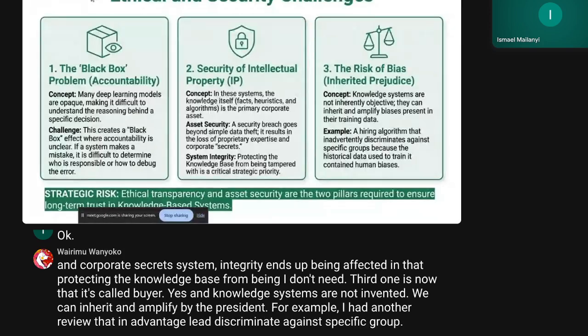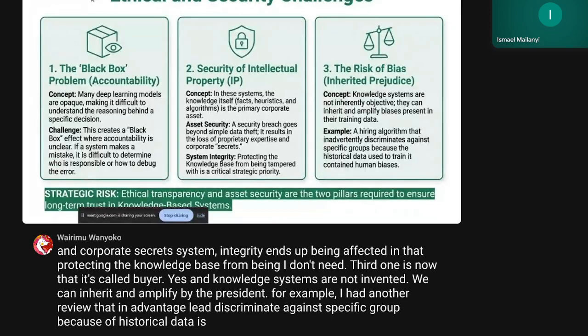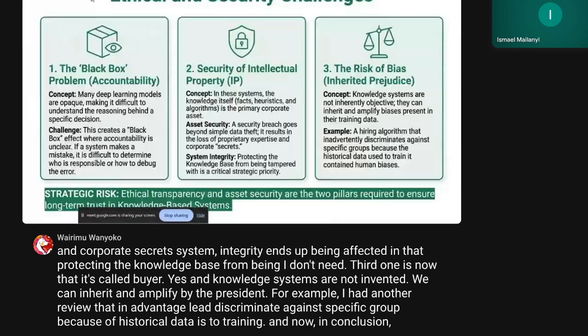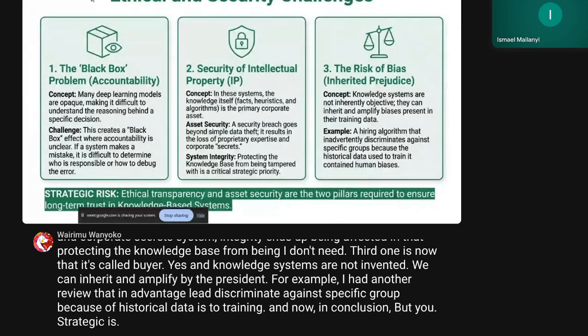And now, in conclusion, strategic risk: ethical transparency and asset security are essential for applications of trusted knowledge-based systems.